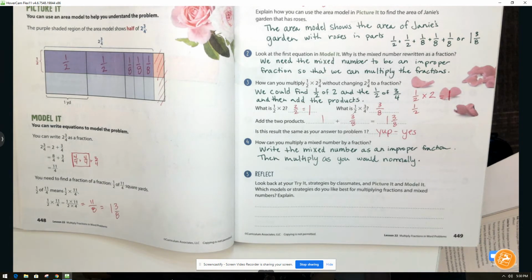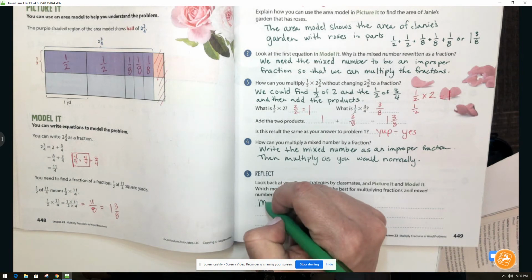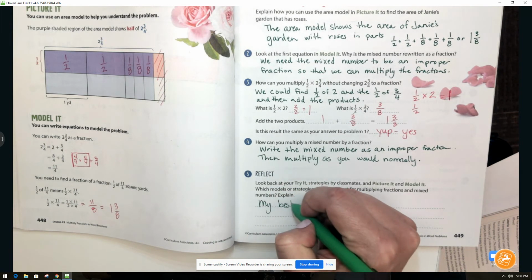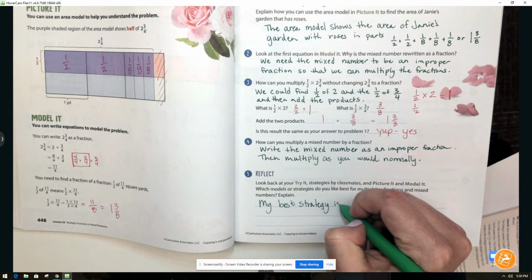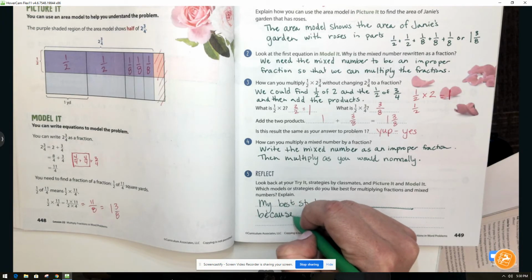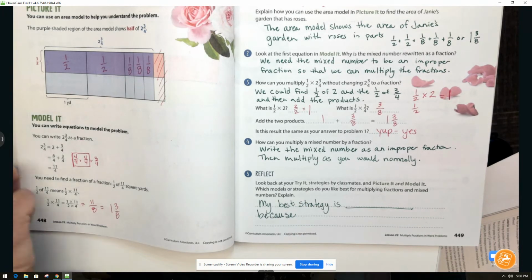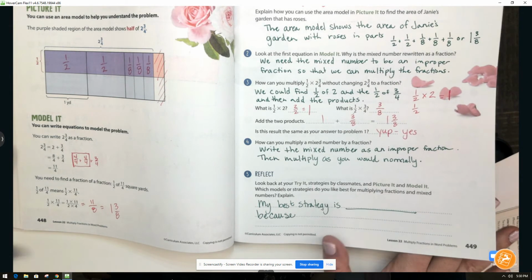And now I'm reflecting back. If we're looking at all of these strategies, again, we get strategies up the wazoo. I want you to say, my best strategy is, because, and then tell me why. You can go ahead and pause the video here. Tell me your best strategy. And then when you're done, we're going to go to the next page.